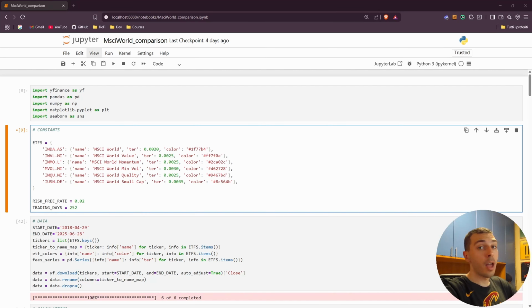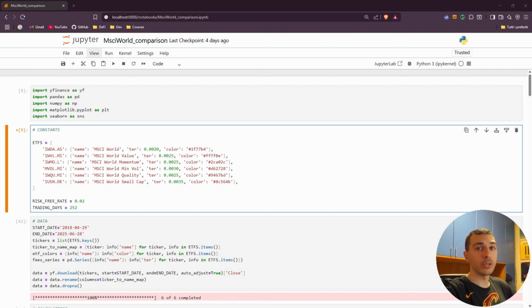A few days ago, I was asking myself if I was missing some potential extra returns by ignoring factor ETFs, as I'm only investing in the plain MSCI World for a few years now. So today we're going to find out with data.